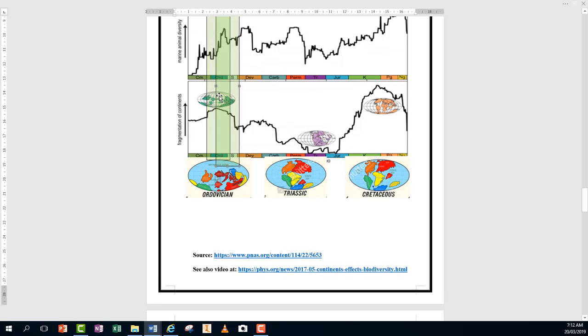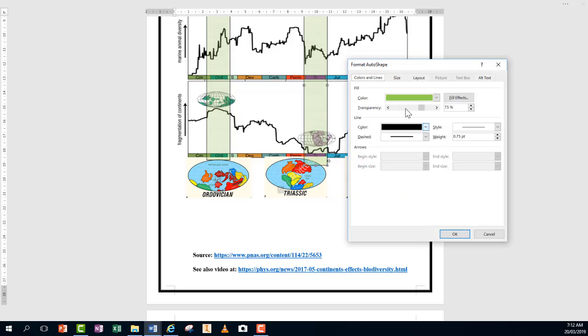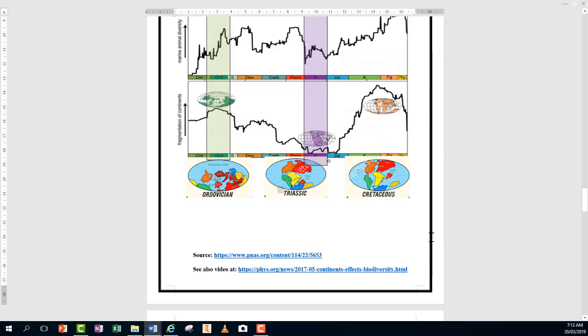Now, I'm going to copy that, Control C, Control V. I'm going to change its color and move it across to the Triassic period. Format auto shape, change color to purple. Yes, purple's the color that we want, and press OK. So now you can see during the Triassic period what has happened there.